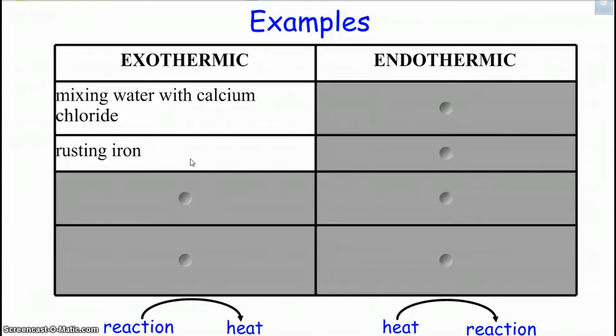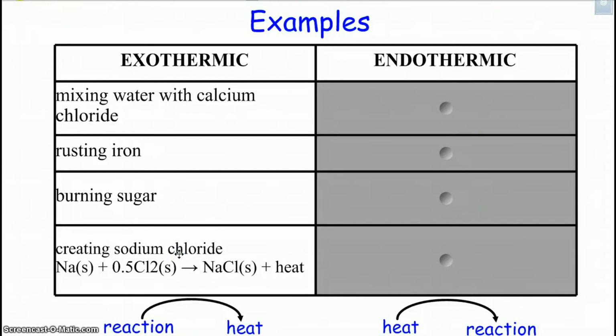And because of that, that was just evidence that heat was being given off. Okay. The burning of sugar, exothermic. Heat is being given off. And creating sodium chloride or salt. So sodium chloride, when you add these two things together, yeah, you get salt, but you also get energy.